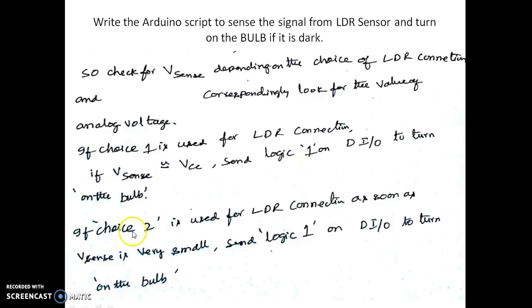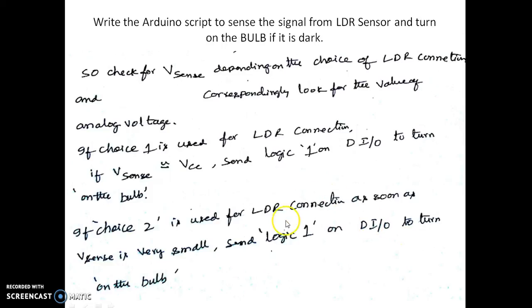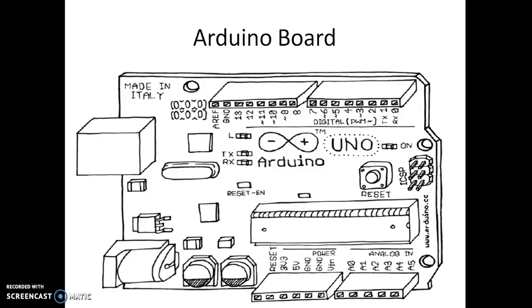Here you can see, if you are using the second choice, this is dark. So when it is dark, the voltage is less. The voltage goes less, so then we are supposed to make it equal to logic 1 so that you can turn on the bulb. So depending on the connection you are making, you have to change your code accordingly. This is the Arduino board as we looked at in the previous cases. We have A0 to A5, and we can connect the V sense output to any one of them, and any one of these can be used as the output.